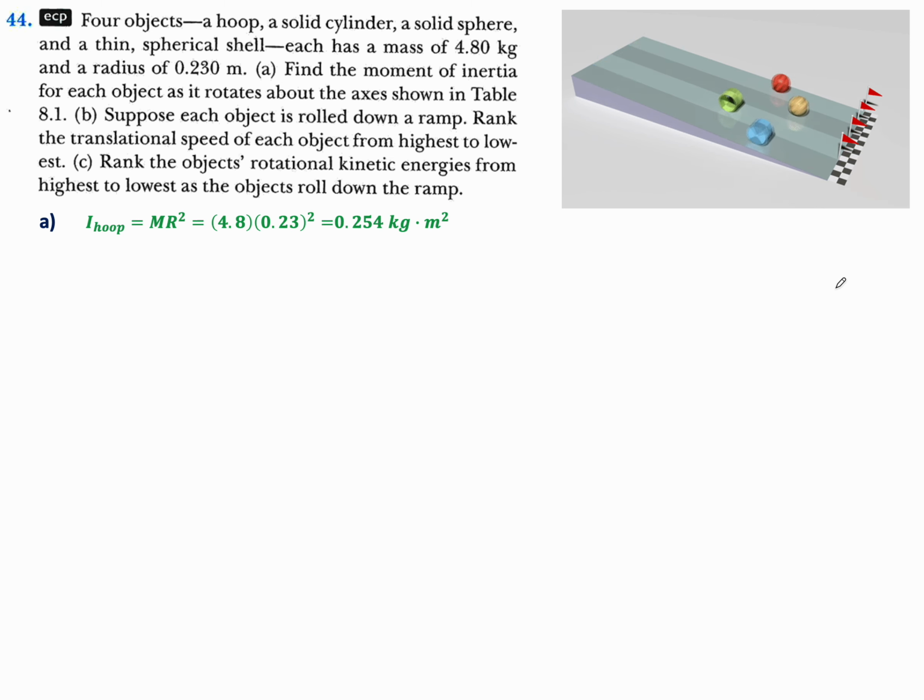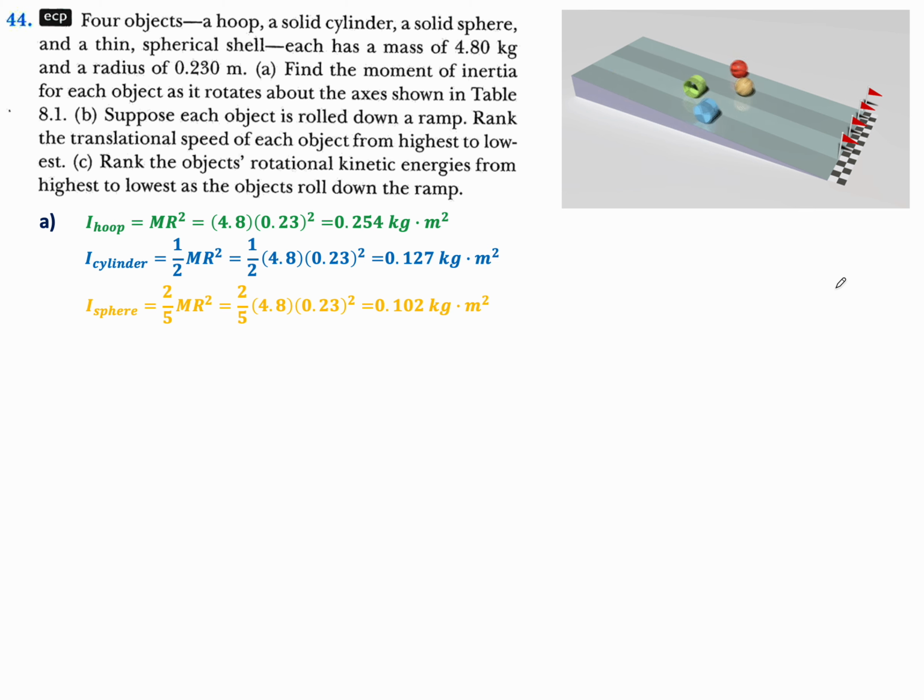For the hoop, just mr squared. Plugging in numbers gives us that. The cylinder, 1/2 mr squared. Plugging in our numbers gives us that. The sphere, 2/5 mr squared, gives us that. And the shell, 2/3 mr squared, gives us that. And I've color coded these to sort of match what you see over there.